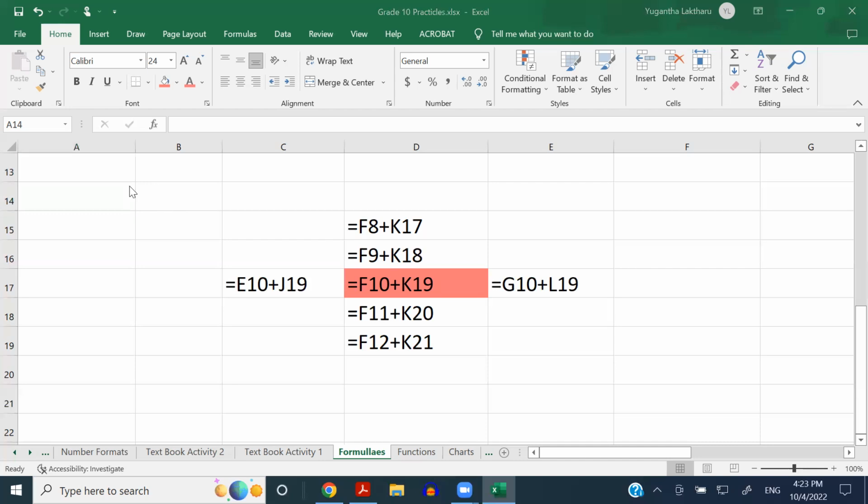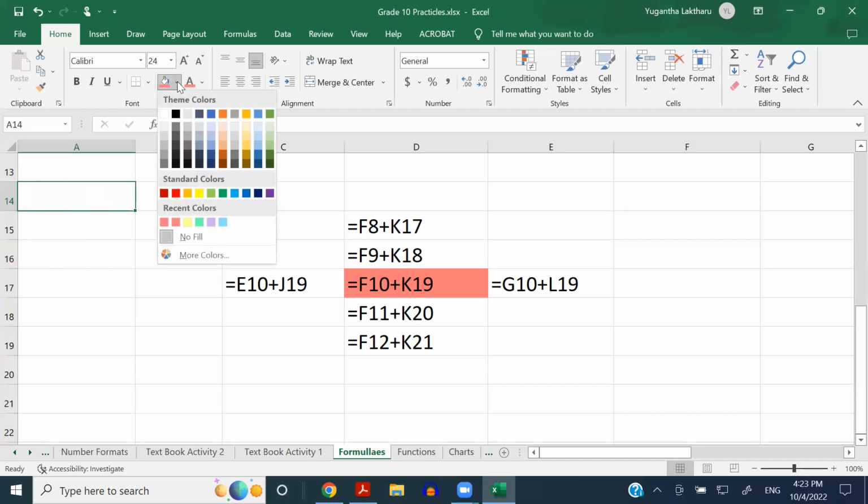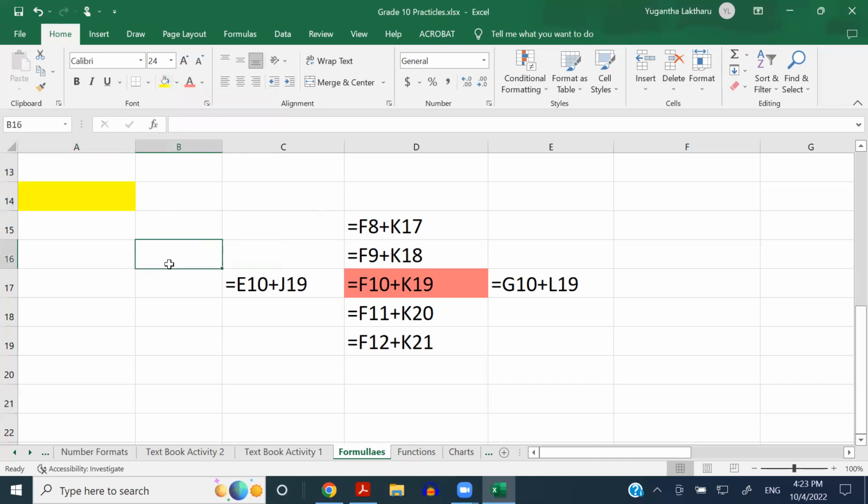I'm going to copy the formula which I have highlighted in the pink color onto cell A14. I'll put a color over there as well, this yellow color cell. What could be the formula that's going to be there when I'm copying it?